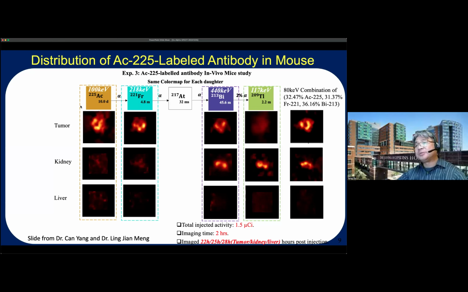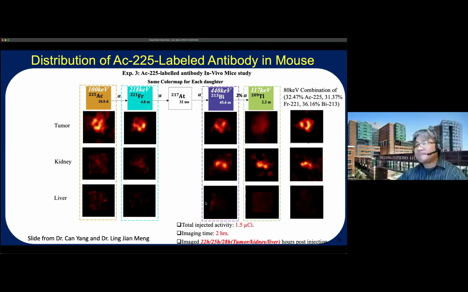This figure shows the tumor uptake and the kidney uptake. We can see clearly there's less actinium in the kidney, but there's a lot of bismuth accumulation in the kidney. So that's a clear indication of bismuth detaching from the antibody and accumulating in the kidney through the blood circulation. So that's why it's important to image them separately, and for dosimetry calculations.